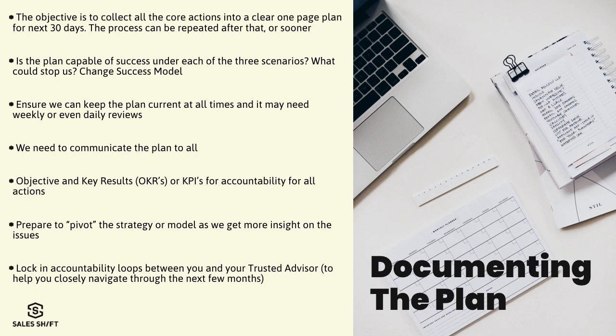You need to ask yourself, is the plan capable of success under each of the 3 scenarios? We need to think about what could stop us, because there will be barriers. So it's good at this point to think about that early. And again, we have the change success model for those people with access to our resources, where you can start to think about what our chances of success are before we even do anything.